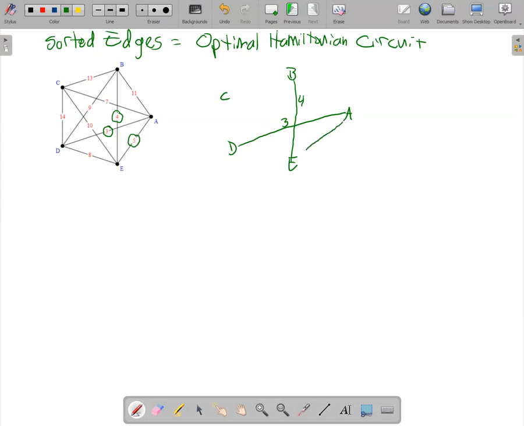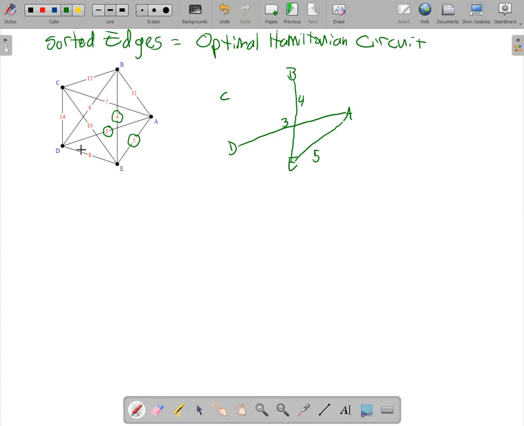And a reminder of the rules of sorted edges: we want to grab the cheapest edge possible as long as we don't make a premature circuit. So for example, I could not choose B to D, that would make a premature circuit. Or if you make a vertex degree 3. So I wouldn't be able to choose A to B because that would make A degree 3.